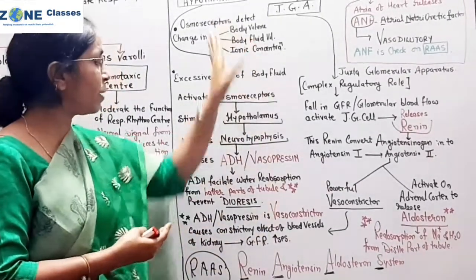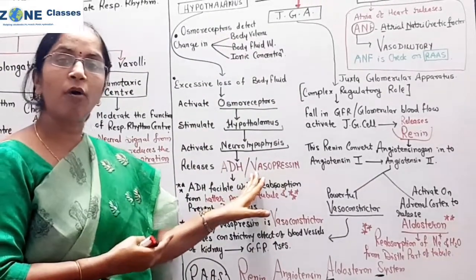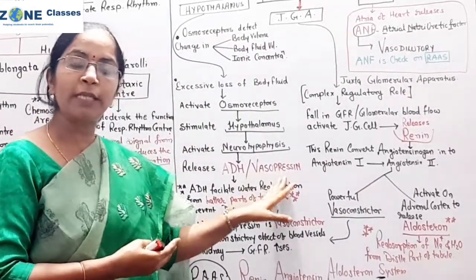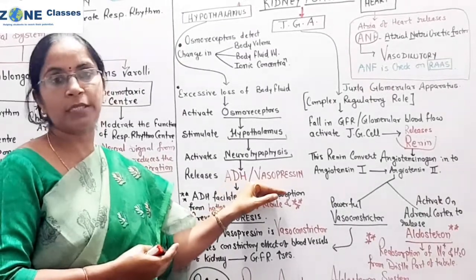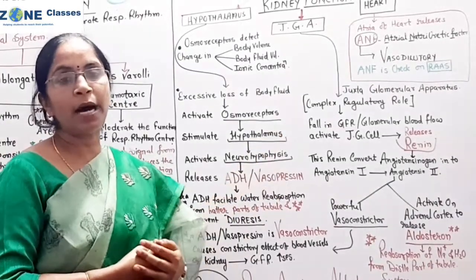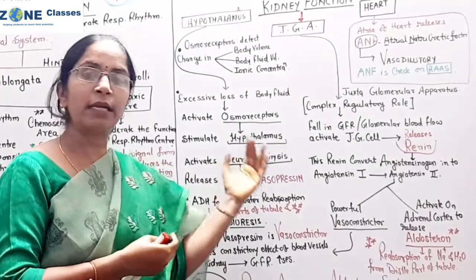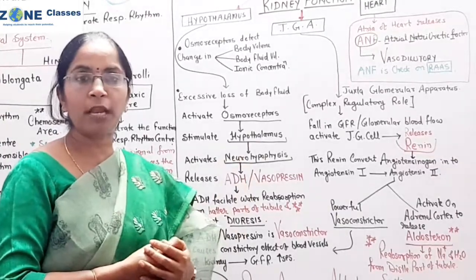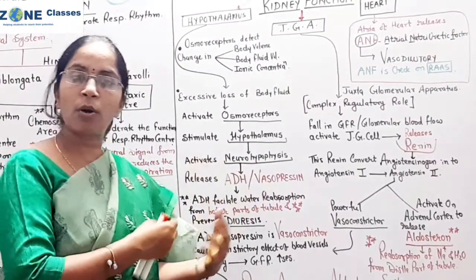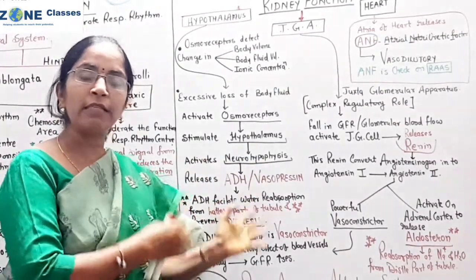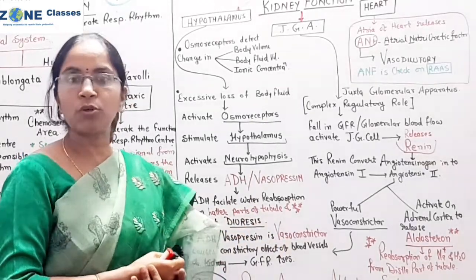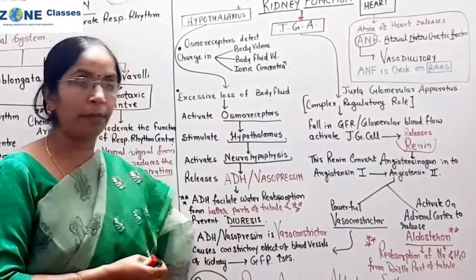So this part you remember, how the processes take place. The hypothalamus is mainly responsible for ADH and vasopressin, but ADH or vasopressin, you remember, is secreted by the neurohypophysis under the influence of the hypothalamus. ADH reabsorbs water from the later part, as well as being a strong vasoconstrictor, in short, that you remember.